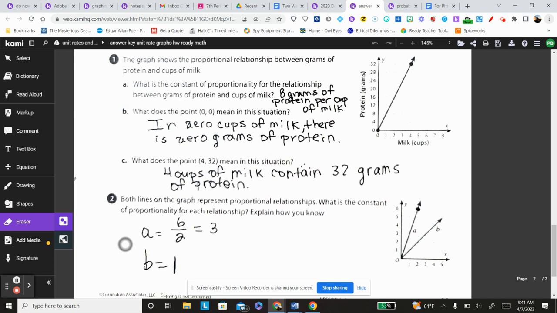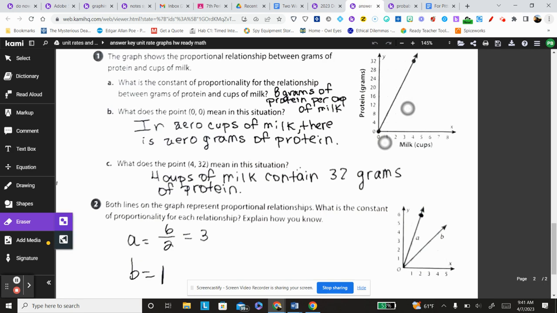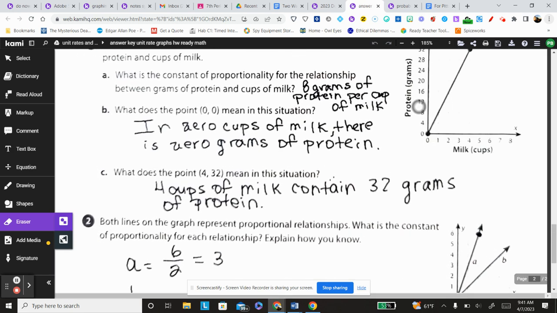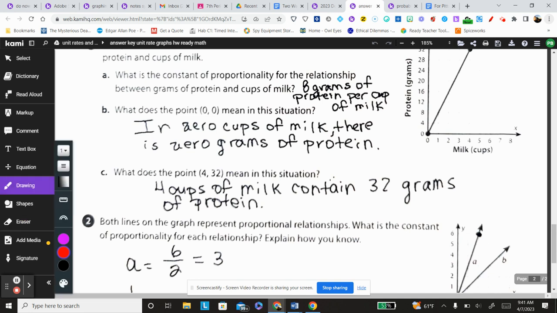So the constant of proportionality is 8 grams of protein per cup. What you could have done is found an X of 1. Here's an X of 1. 1 cup is how many grams of protein? 8. That's your unit rate. Or you could have chosen any ordered pair, like this ordered pair. That is 2 cups of milk and 16 grams of protein.